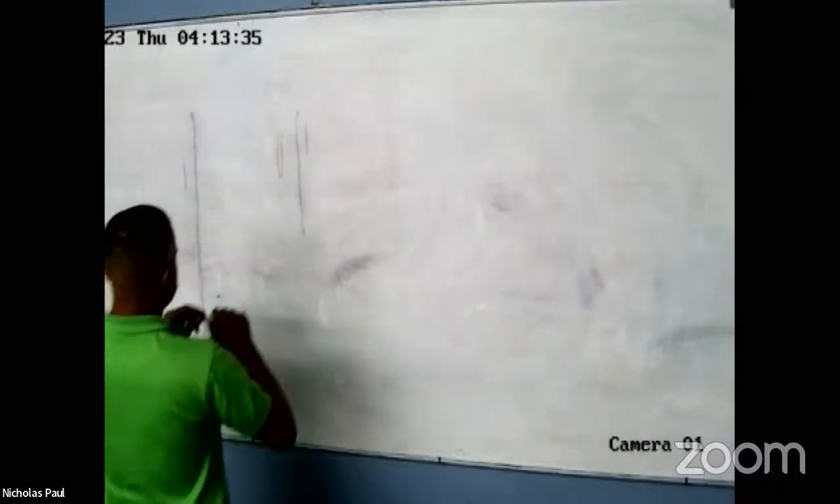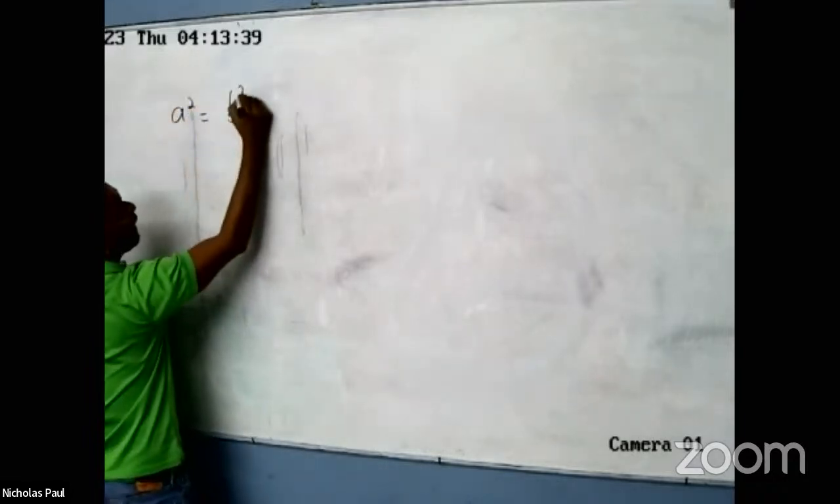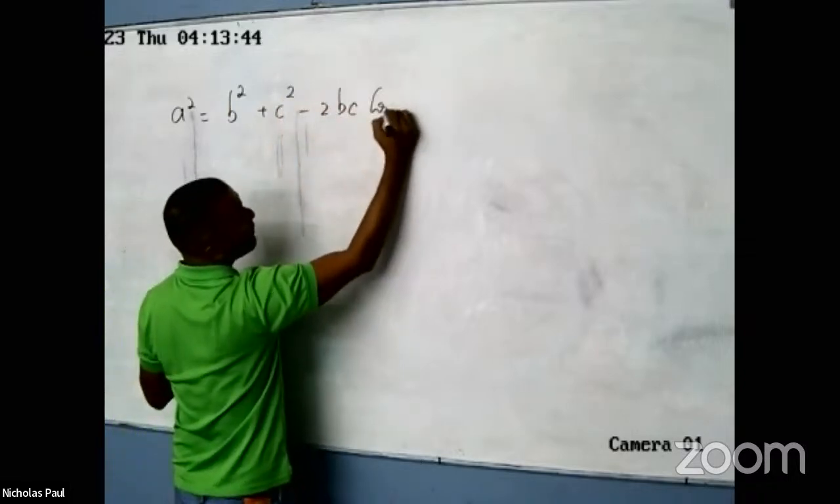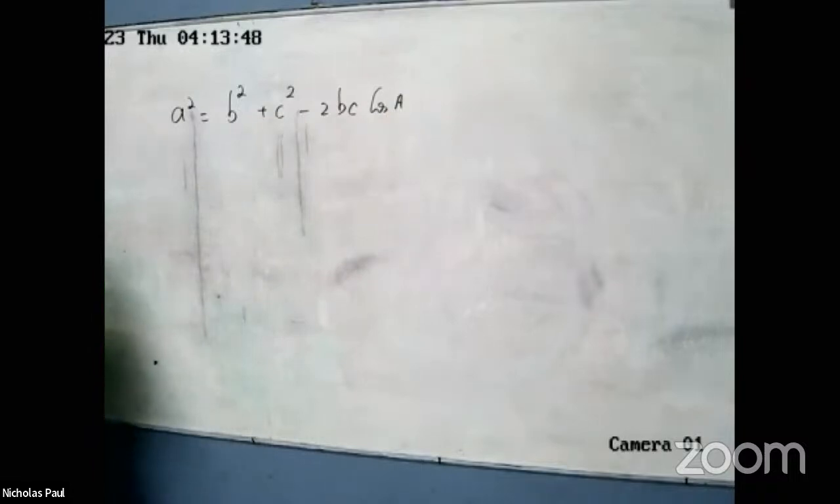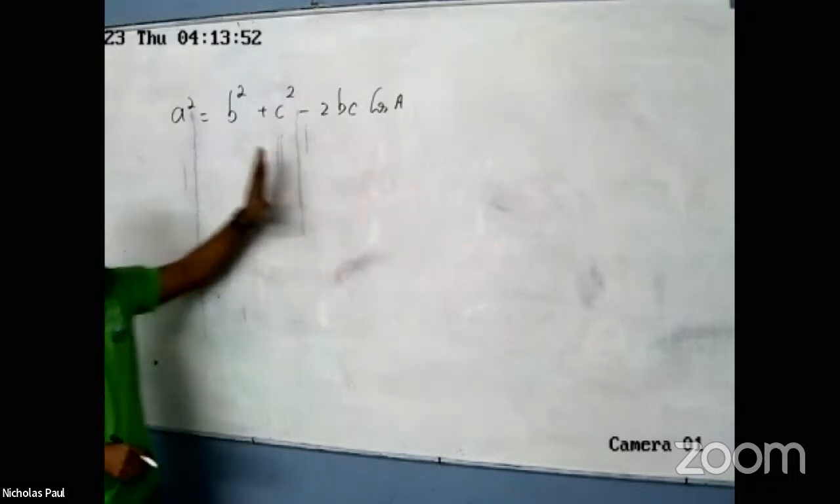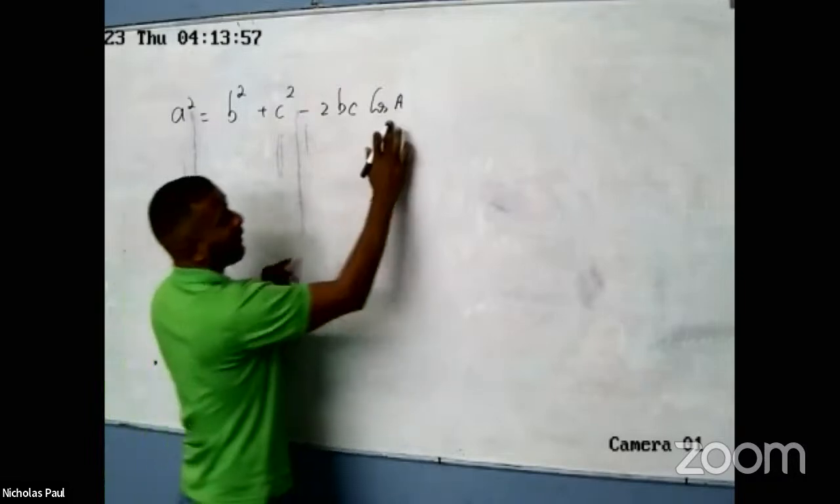Right, so what do you see? The cosine rule is a squared equals b squared plus c squared minus 2bc cosine A. There are many ways that we can do it. We can plug in the values and work it out. So we're trying to make theta the subject of the formula.